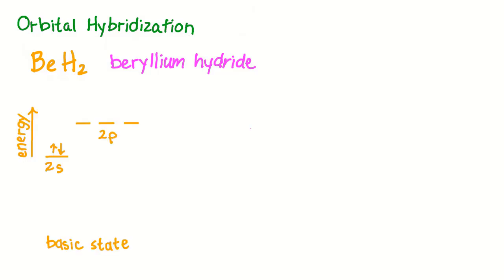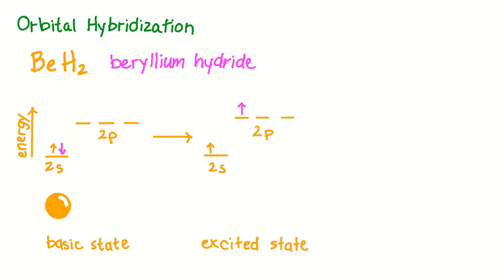We'll again start off with the basic electron configuration for beryllium's valence electrons. Both of beryllium's valence electrons are in a 2s orbital. Because both of these electrons are paired, beryllium can't form any bonds with hydrogen unless it undergoes hybridization. Once again, this process starts with the promotion of one of those 2s electrons to an empty 2p orbital, putting beryllium in an excited state.